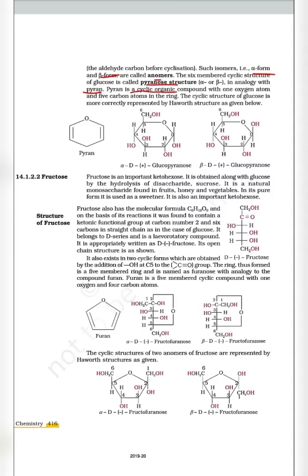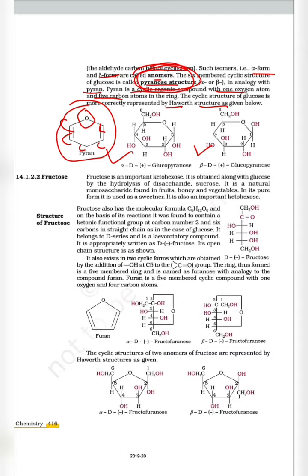Pyran is a cyclic organic compound with one oxygen atom and five carbon atoms in the ring. This is the total six-member ring in which five members are carbon and one member of the ring is oxygen. So this structure is called pyran, and on the basis of pyran, the structure of glucose is known as pyranose structure. The cyclic structure of glucose is more correctly represented by Haworth projection structure as given below. So these two structures belong to the Haworth projection.